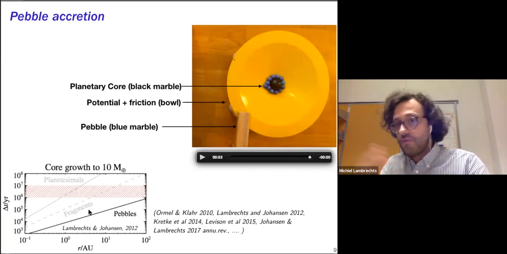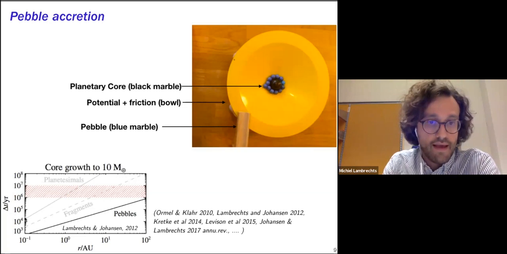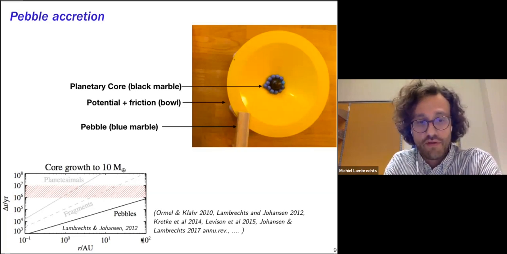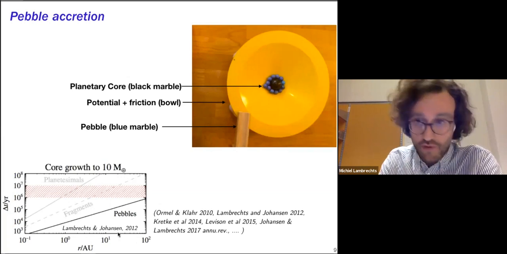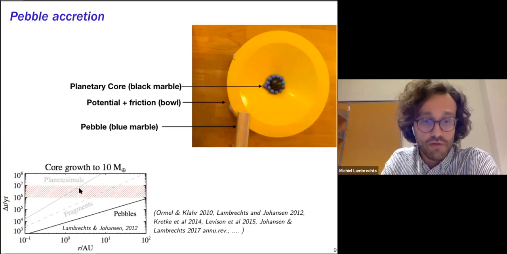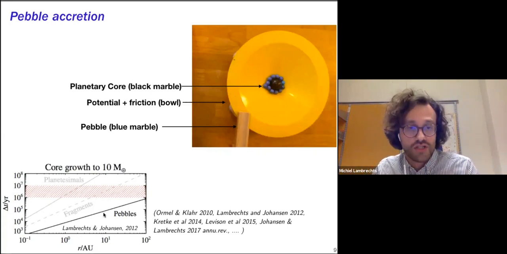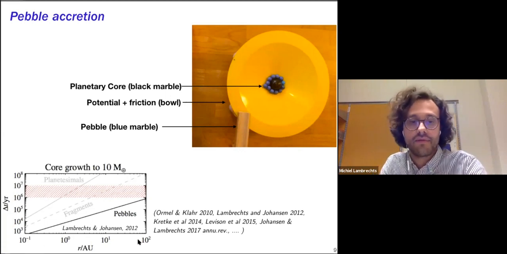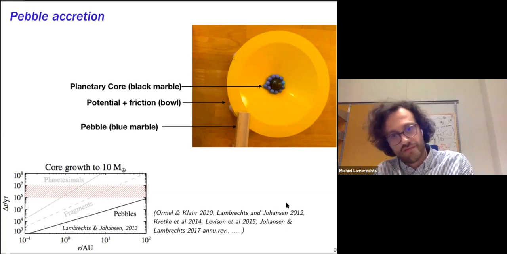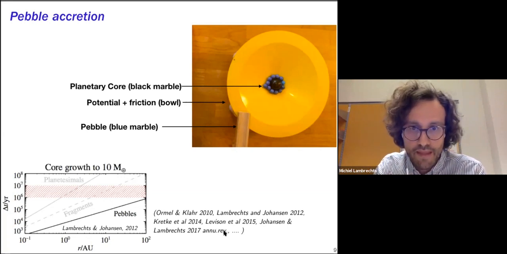Here's a figure that illustrates, if you want to grow a core to 10 Earth masses, how long it takes you to do so at different orbital locations. You can see that planetesimal accretion is relatively efficient, especially if you go into wider orbits, while pebble accretion is a very efficient process, allowing you to form large planetary cores within a million-year timescale. So this is the time to grow to 10 Earth masses as a function of the orbital radius. If you think it's interesting, there's a whole bunch of references here, and there's the Johansen and Lambrechts annual review if you really want to get into the details. All right.